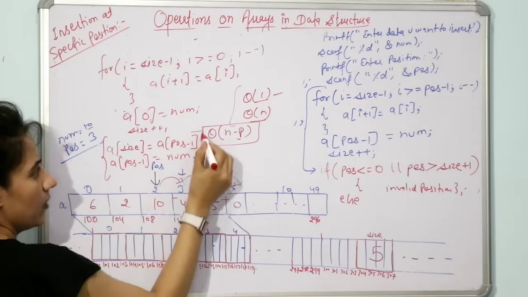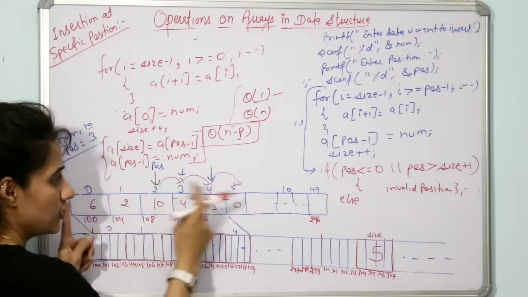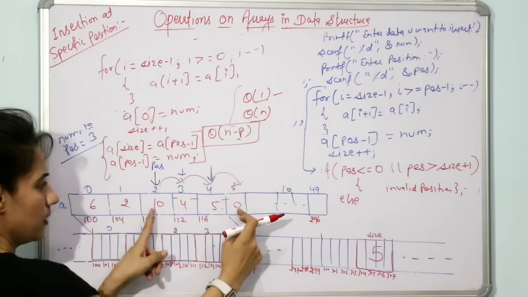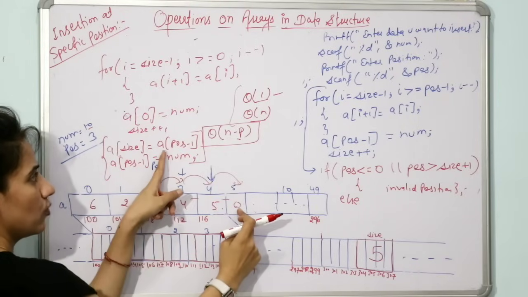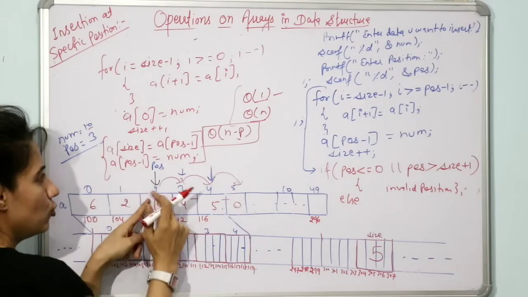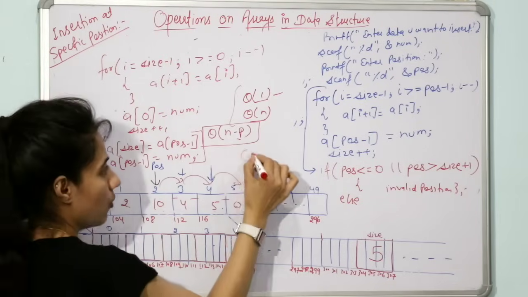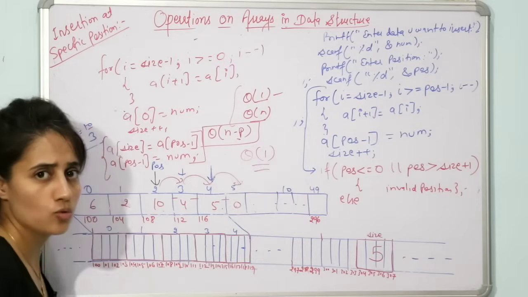So you can simply write these two lines: at a of size, size is equal to 5, so a of 5, you can simply store this 0, meaning from a of position minus 1, position is 3 minus 1, that is 2, and at position minus 1 you can insert the number. And this will take how much time? Constant time, that is 1.